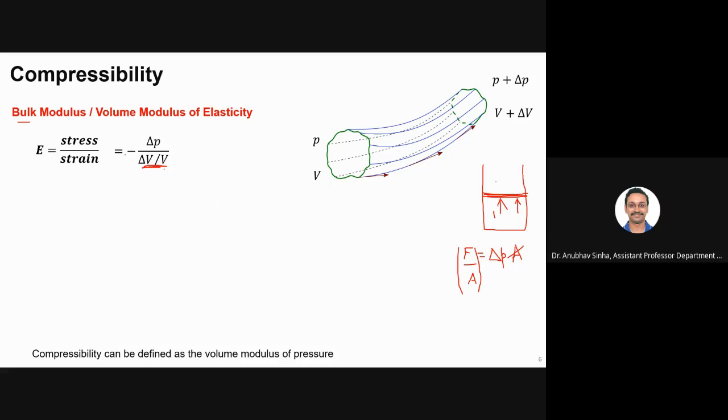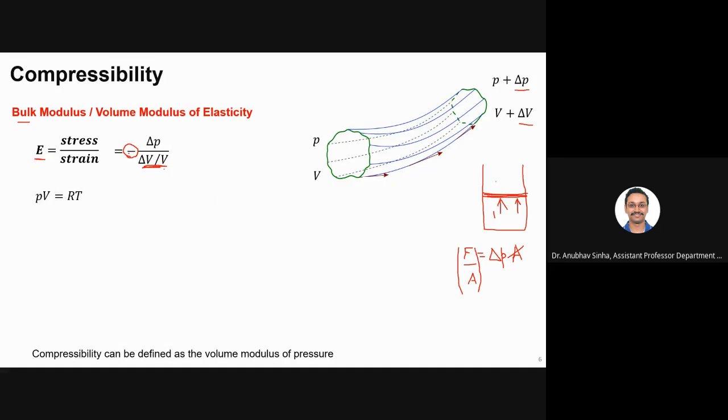Now, can anyone tell why there is a minus sign here? The difference is negative, it's decreasing. So if delta P is positive, that is, if you increase the pressure, the volume will decrease. So this will be negative. But this term E, I want to be positive. So because of that, I am putting a negative sign here.